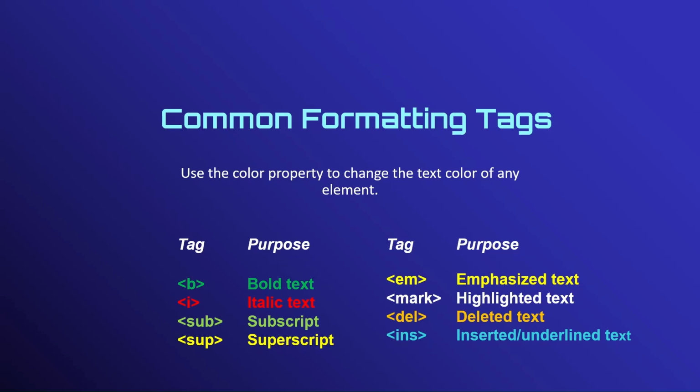We also have the del. We use it to delete text, not delete in the sense of getting rid of the text from the web page. What simply happens is there is like a strike we draw on a particular word or sentence when we use the del tag. So we have the ins. The ins is the inserted or underlined text. We use this to insert or underline a particular text.